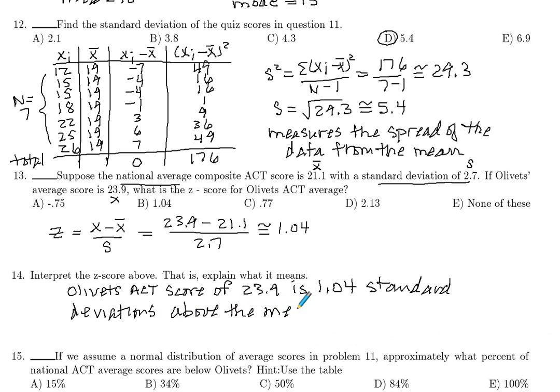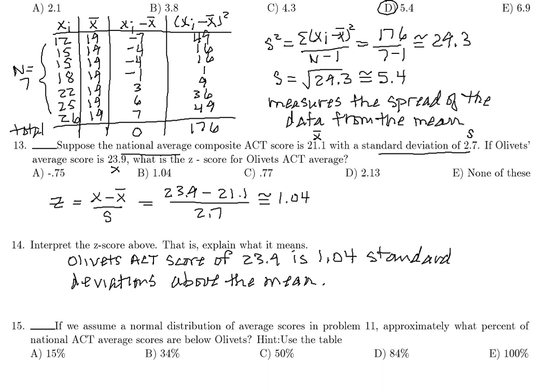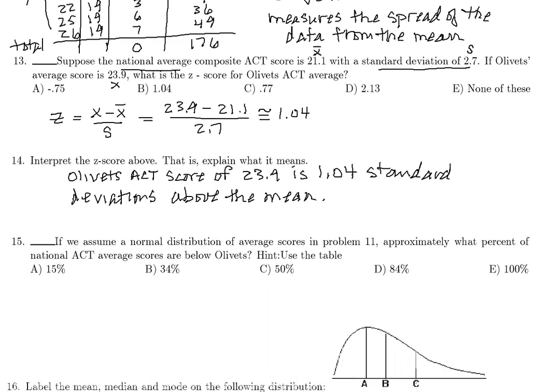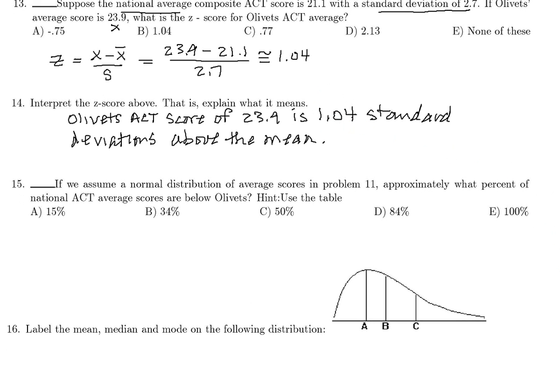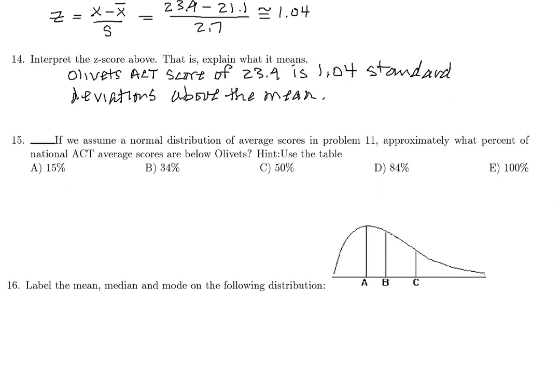If it was a negative z-score, it would be below the mean. And if it was exactly at 1, it would be 1 standard deviation above. If it was negative 1, it would be 1 standard deviation below. So remember, this is telling on the mound-shaped curve, on the bell curve, how far above and below you are from the mean, which is also going to tell your percentile. And that's the next problem.